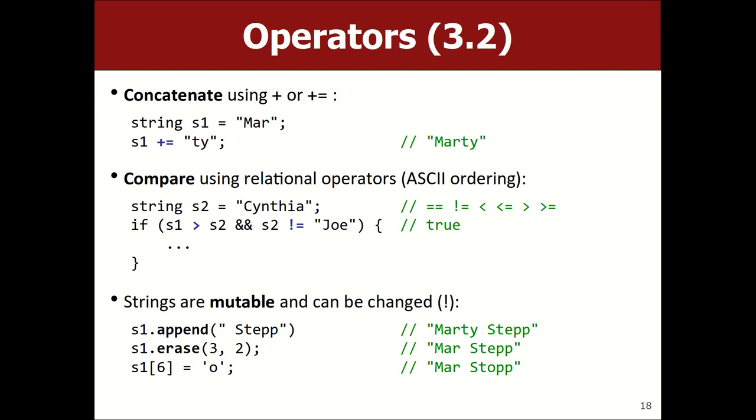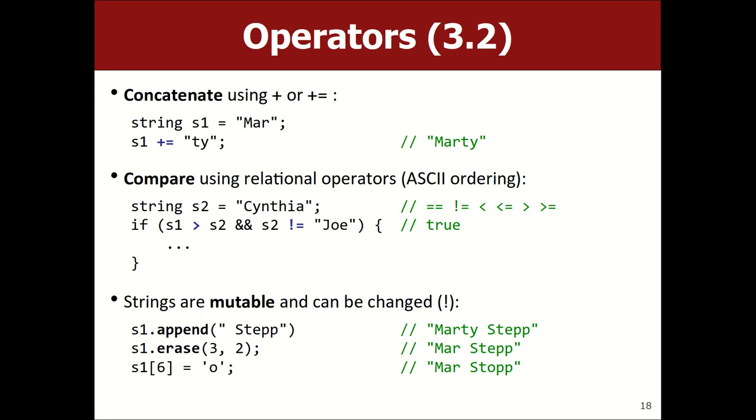In C++, you can change a string. So you can call these methods like append and erase and stuff, and they will change the string that you've stored. You can also just reach into those indexes and change what's stored up there. You can change whatever to O, and now instead of mar step, it's mar stop. Code stop by stop, I guess. Slightly different than Java, but maybe for most cases won't affect your coding style very much. So these are just some little things that you could do with strings.